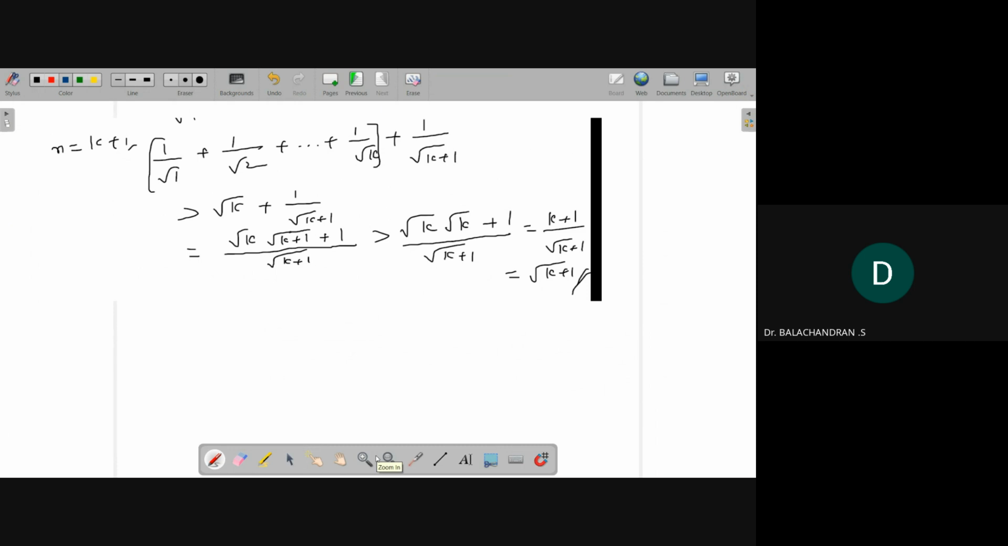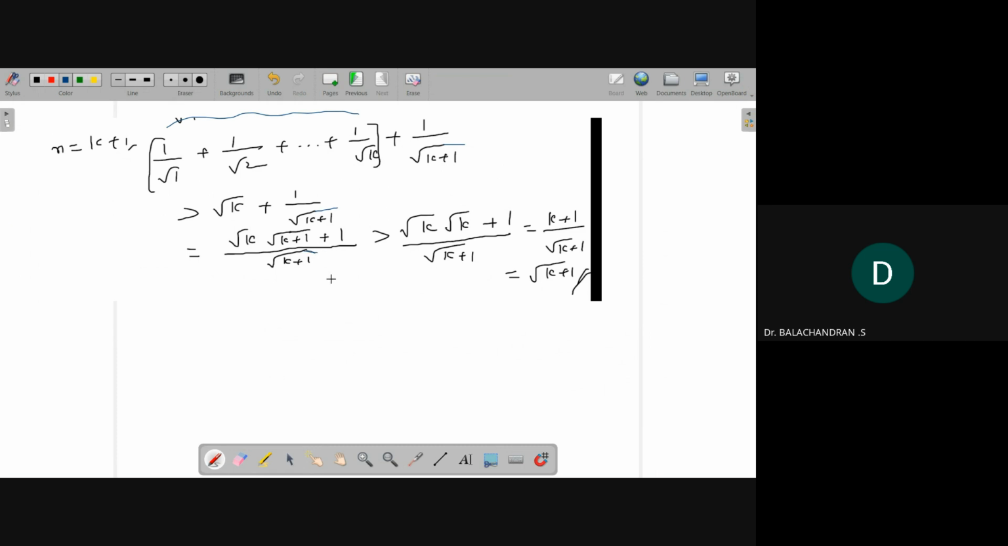Here it should be by mathematical induction. So instead of this quantity, I am replacing it by root k plus 1 by root of k plus 1. If I take root of k plus 1 as the LCM, then what will we get? Root k into root k plus 1, plus 1, all over root of k plus 1.